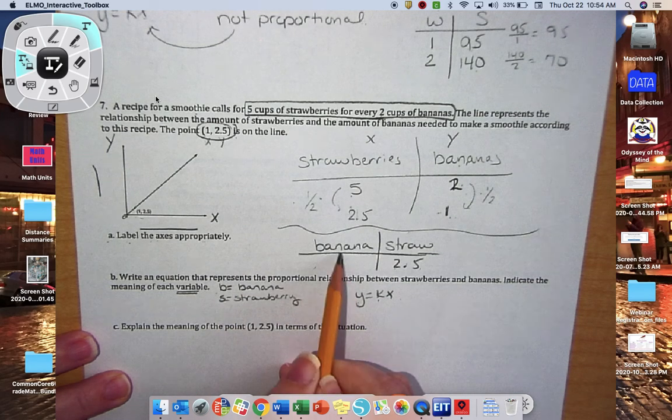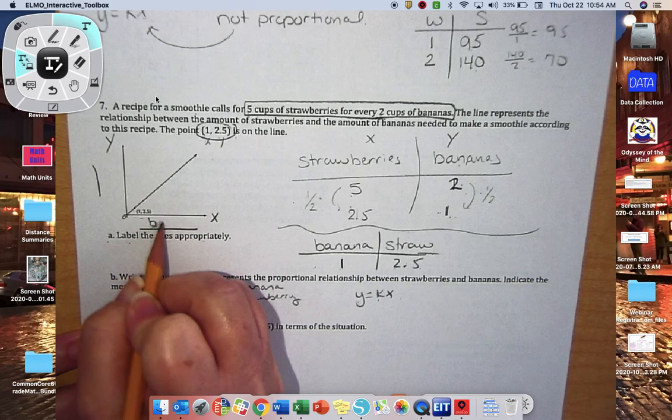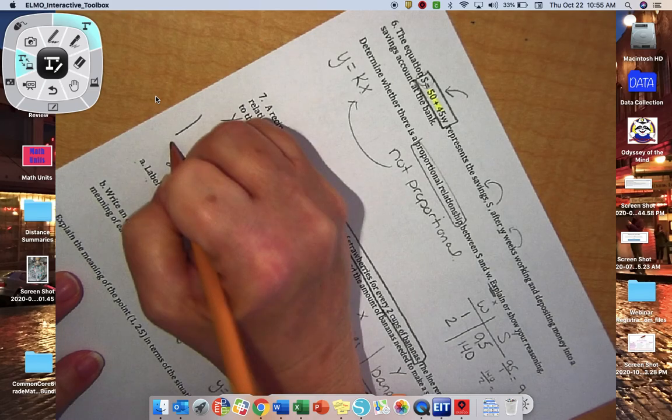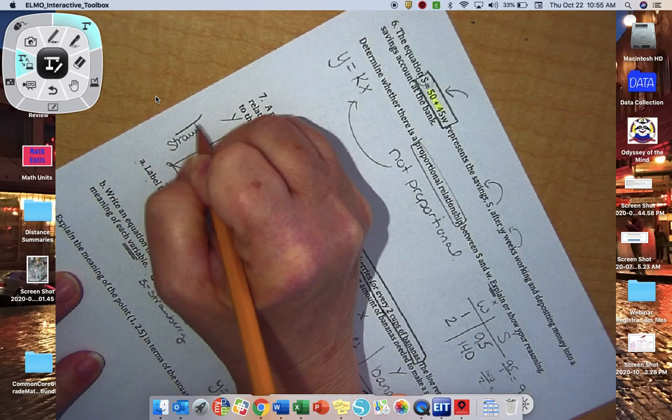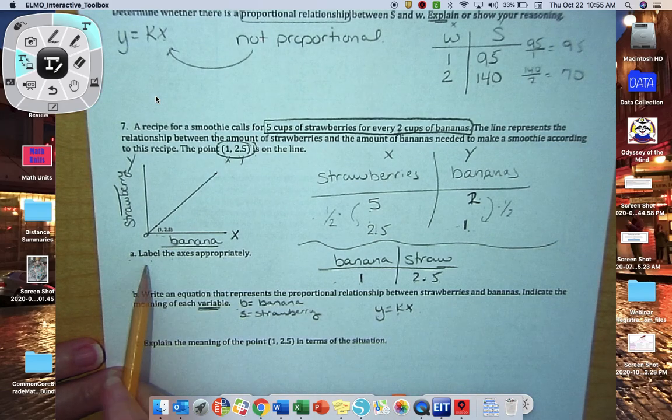So going on here, if bananas is the 1, this right here axis is my banana axis. And the other one is my strawberry. So we did letter A.